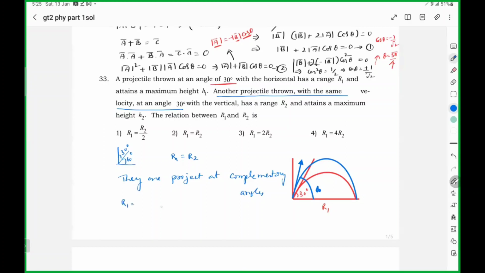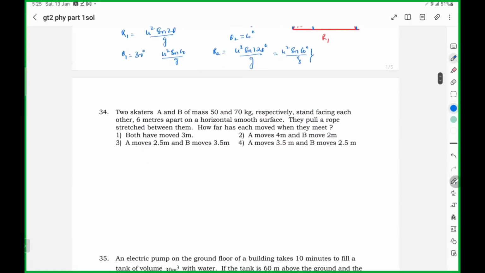That means R1 has a formula. If it is 30 degrees, R is u square sine 60 by g. There is no change in the velocity. If theta changes to 60, 2 theta becomes 120 degrees, which is 180 minus 60, so both ranges will be the same.